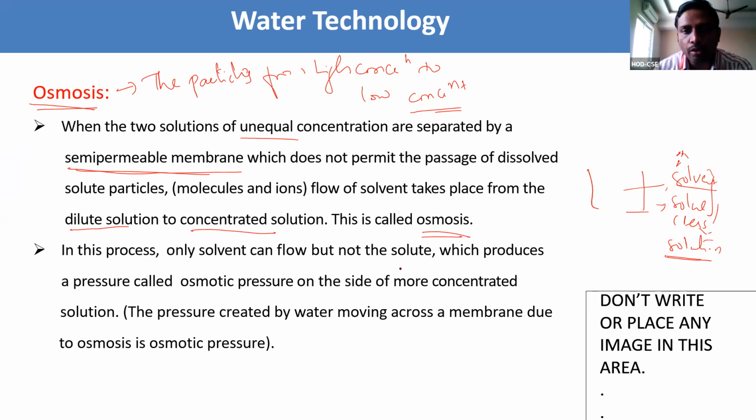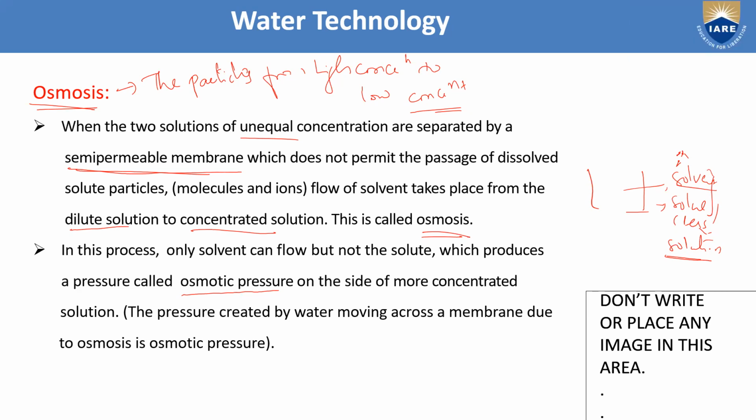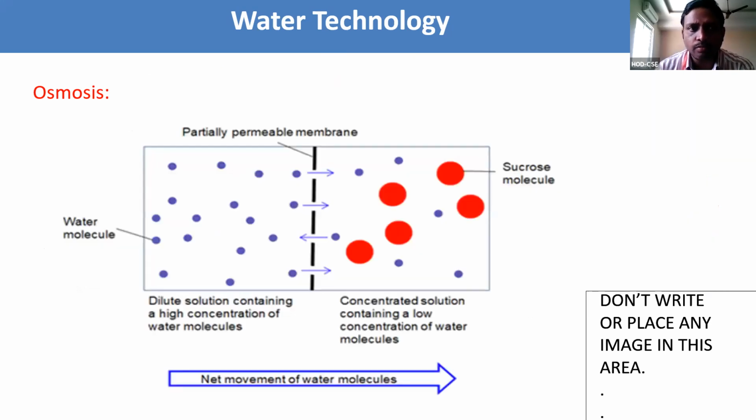Only solvent can flow, not solute, which produces a pressure called osmotic pressure on the side of the more concentrated solution. Osmotic pressure is the pressure created by water moving across a membrane due to osmosis.